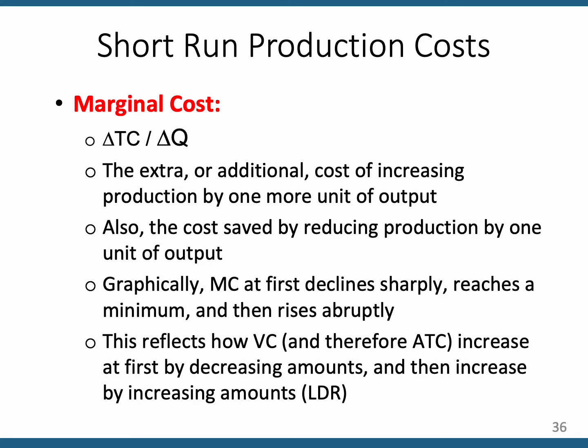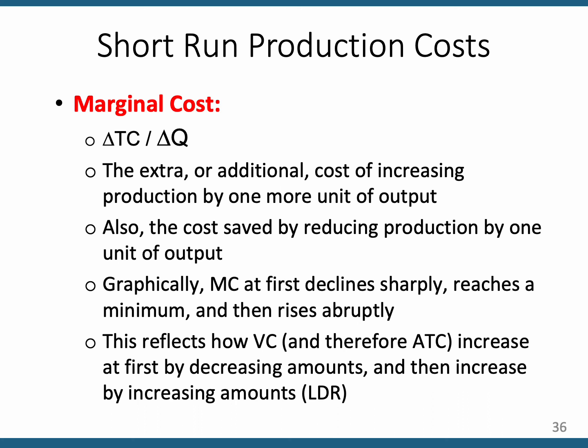All right, so what does this look like as a graph? At first, marginal cost might go down. That's when you're experiencing increasing returns, but then returns diminish. So it's going to reach a minimum and then rise abruptly. It's going to increase at an increasing rate. Marginal cost increases at an increasing rate.